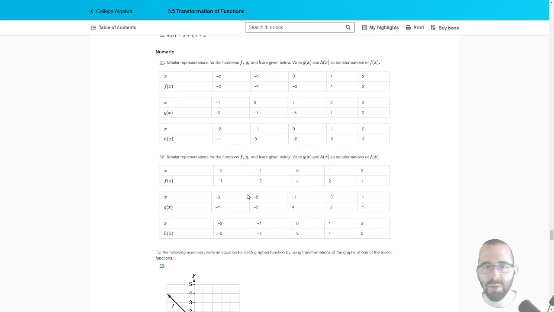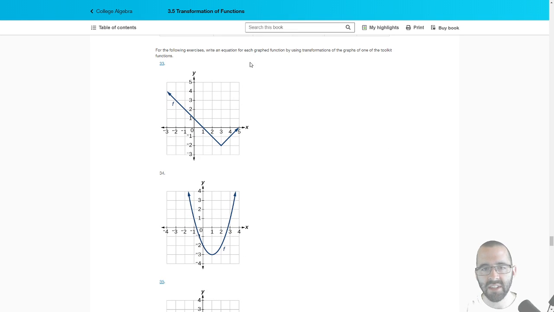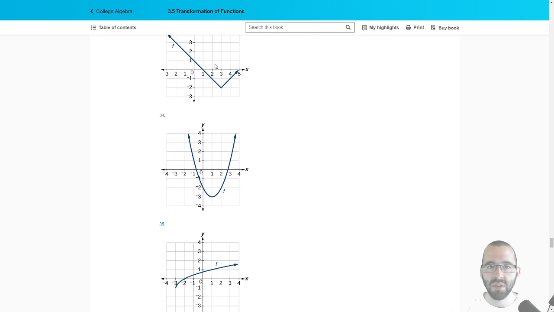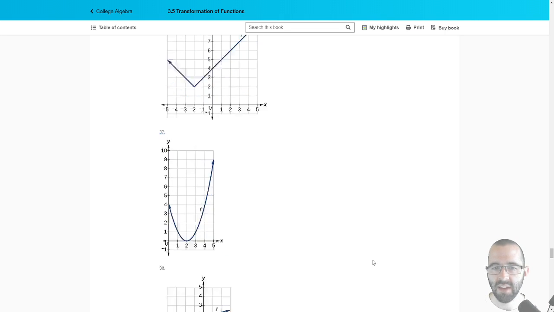And then for these next group of problems, this is very similar to what we already did, just with horizontal tables instead of vertical tables. For these, you need to identify the toolkit function and then identify how it got moved. So this is an absolute value function, the v. This is a parabola, x squared. This is a square root function, square root of x. And then notice that this one got moved to the right 3 and down 2. So how do you write those as function transformations? This one got moved to right 1 and down 3. This one got moved left 3 and down 1. All right, and that's how you approach these couple.